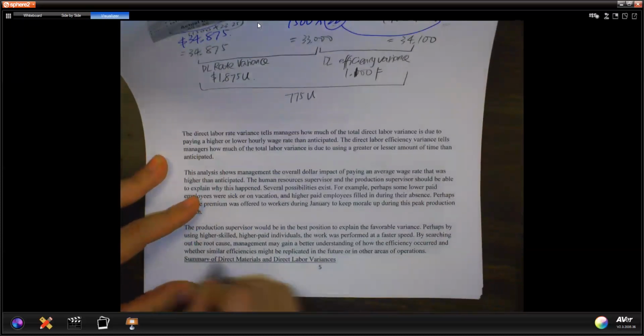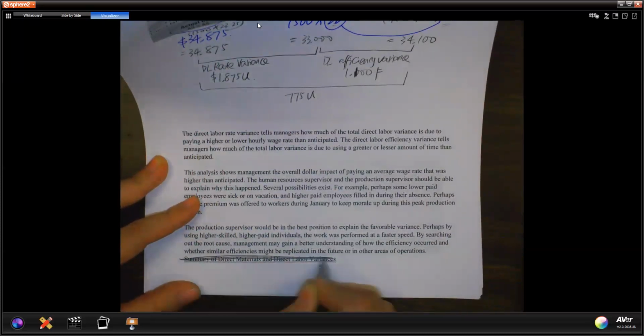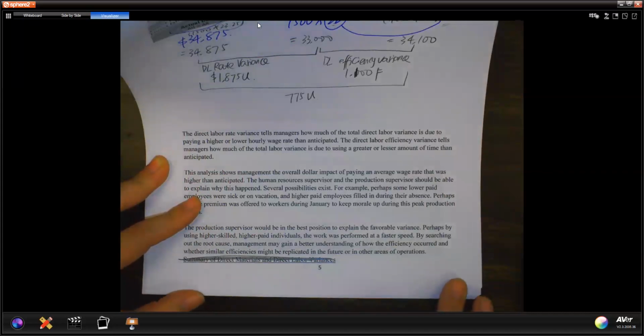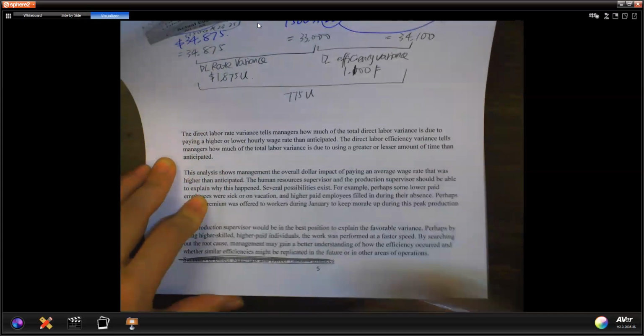Oh, I don't know why I put this sentence here. I don't think you need to have this sentence here. I think I rearranged my handout, so that summary should be here.